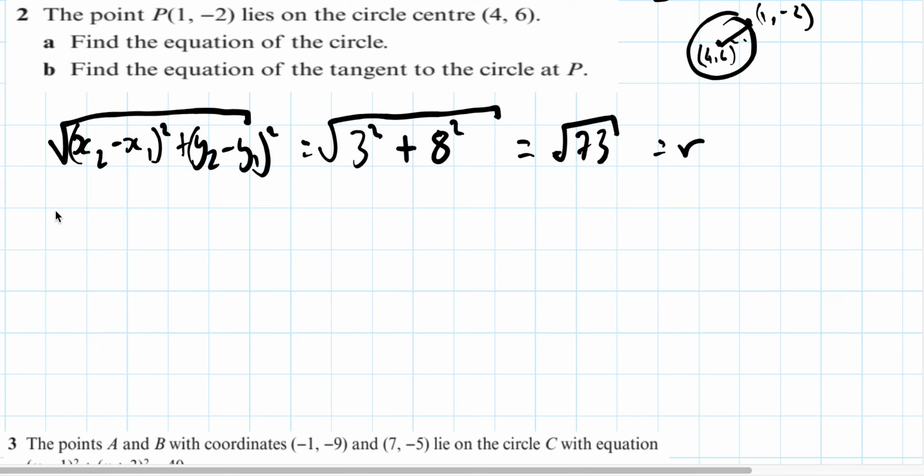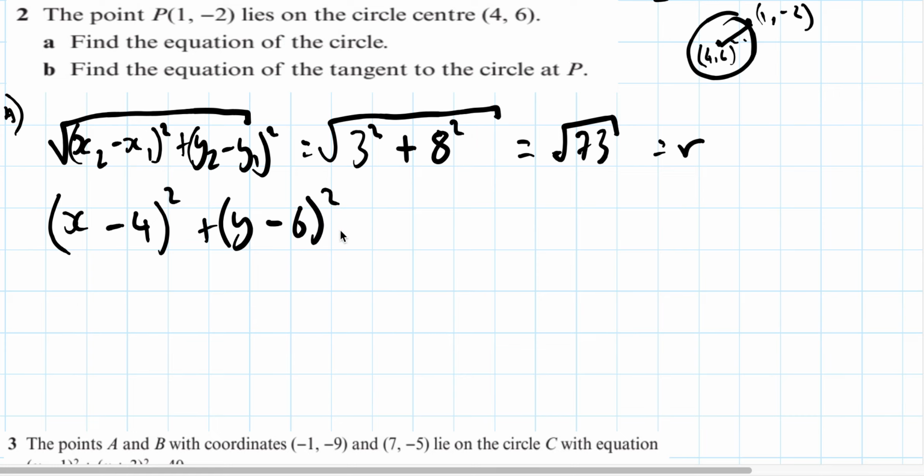So the equation of the circle, this is question A, is (x minus 4) squared plus (y minus 6) squared equals the radius squared. So the radius squared, the square of square root 73, is just 73. Cool.